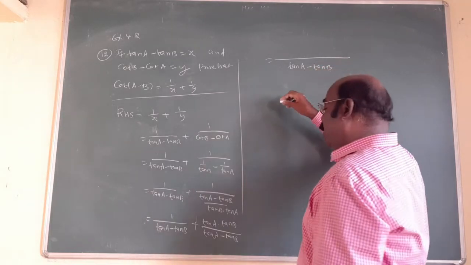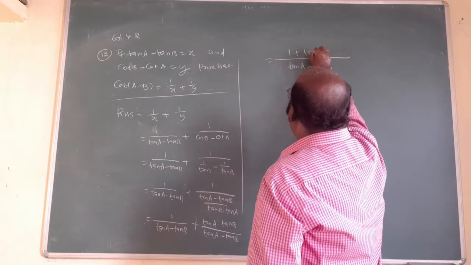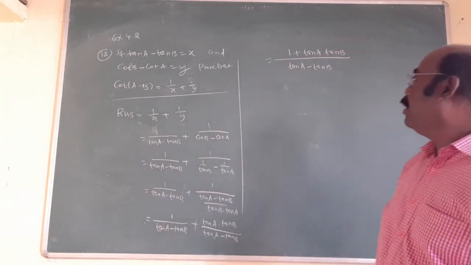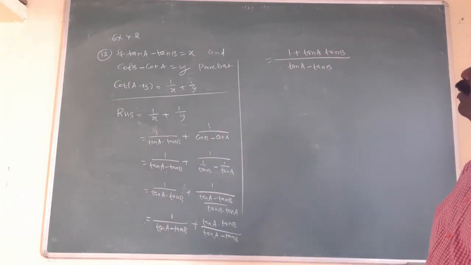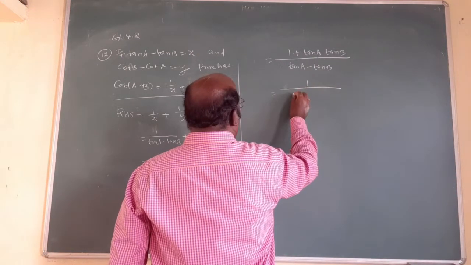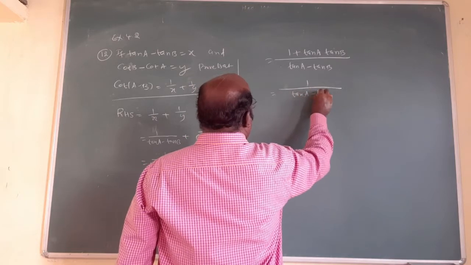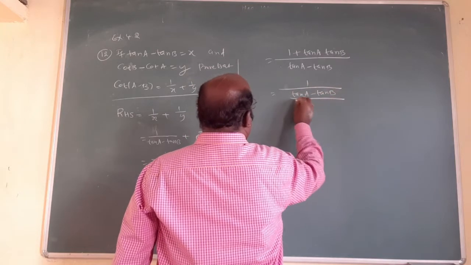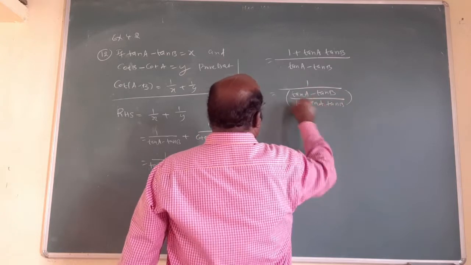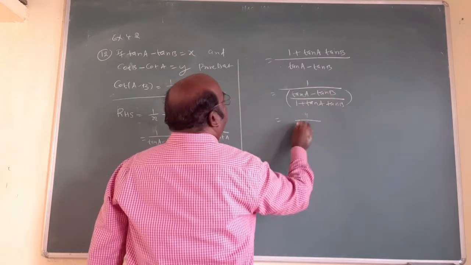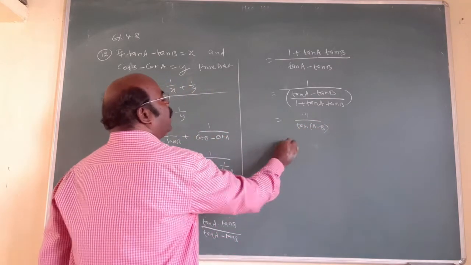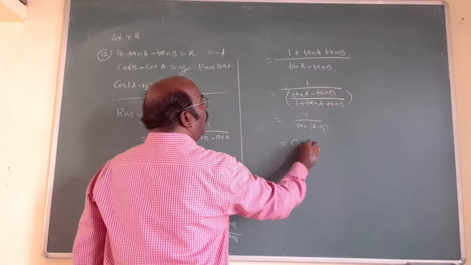Here the numerator is what? 1 plus tan a into tan b. Alright? Now it is of the form, what is the formula? This can be written as 1 divided by tan A minus tan B divided by 1 plus tan A into tan B. It is of the form 1 by tan(A − B). Am I right? Now what is the reciprocal? Cot(A − B).